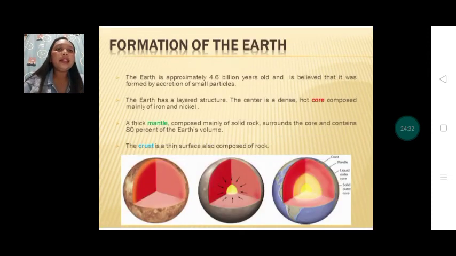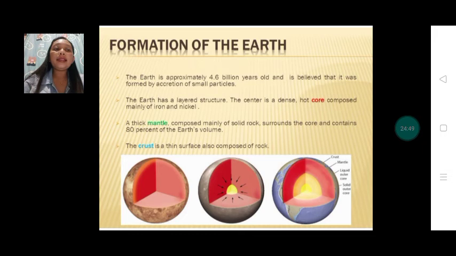Okay, so the Earth is approximately 4.6 billion years old. So, grabe, pinakadugdugay na juday kayo. And it is believed that it was formed by a creation of small particles. So, nagsugod ra siya sa kinagamyan nga particles. Then, the Earth has a layered structure.